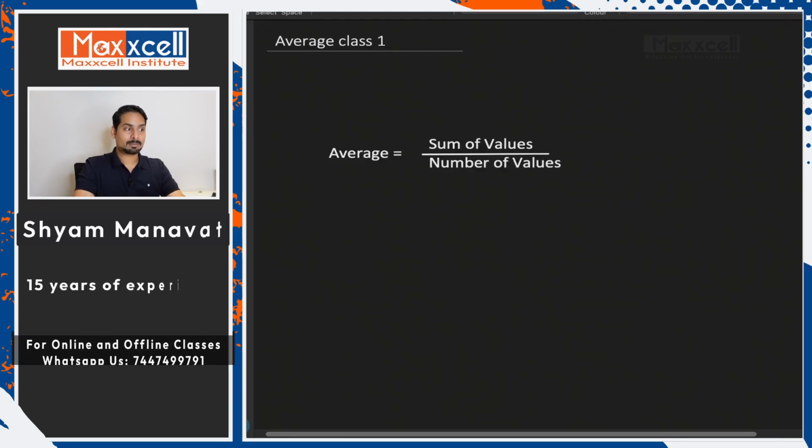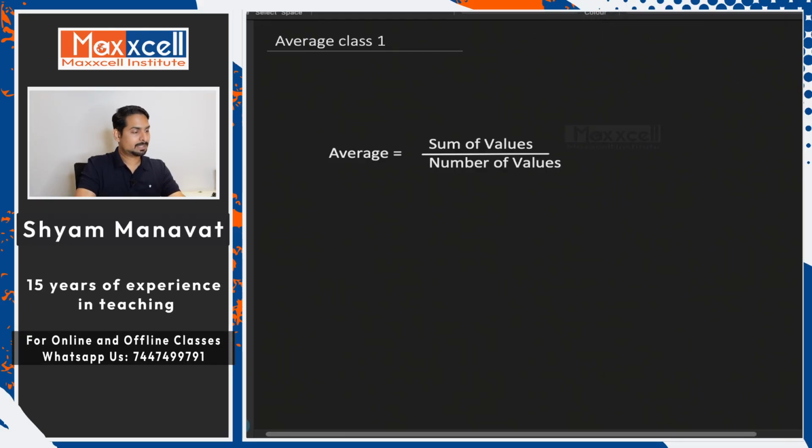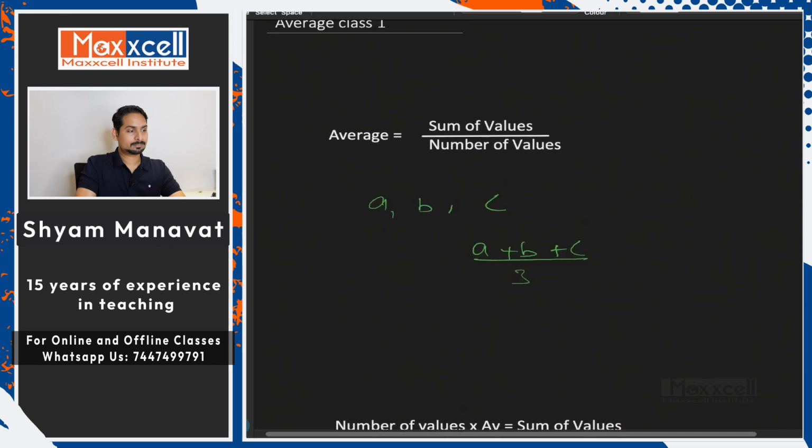The formula is sum of values by number of values. Let's say you have three values which are A, B and C. So what will be the average in that case? A plus B plus C, sum of values, by how many values are there? 3. So divide by 3. If there are 4 values, A, B, C and D, let's say, then we add all of them, sum of values, divide by number of values, right?